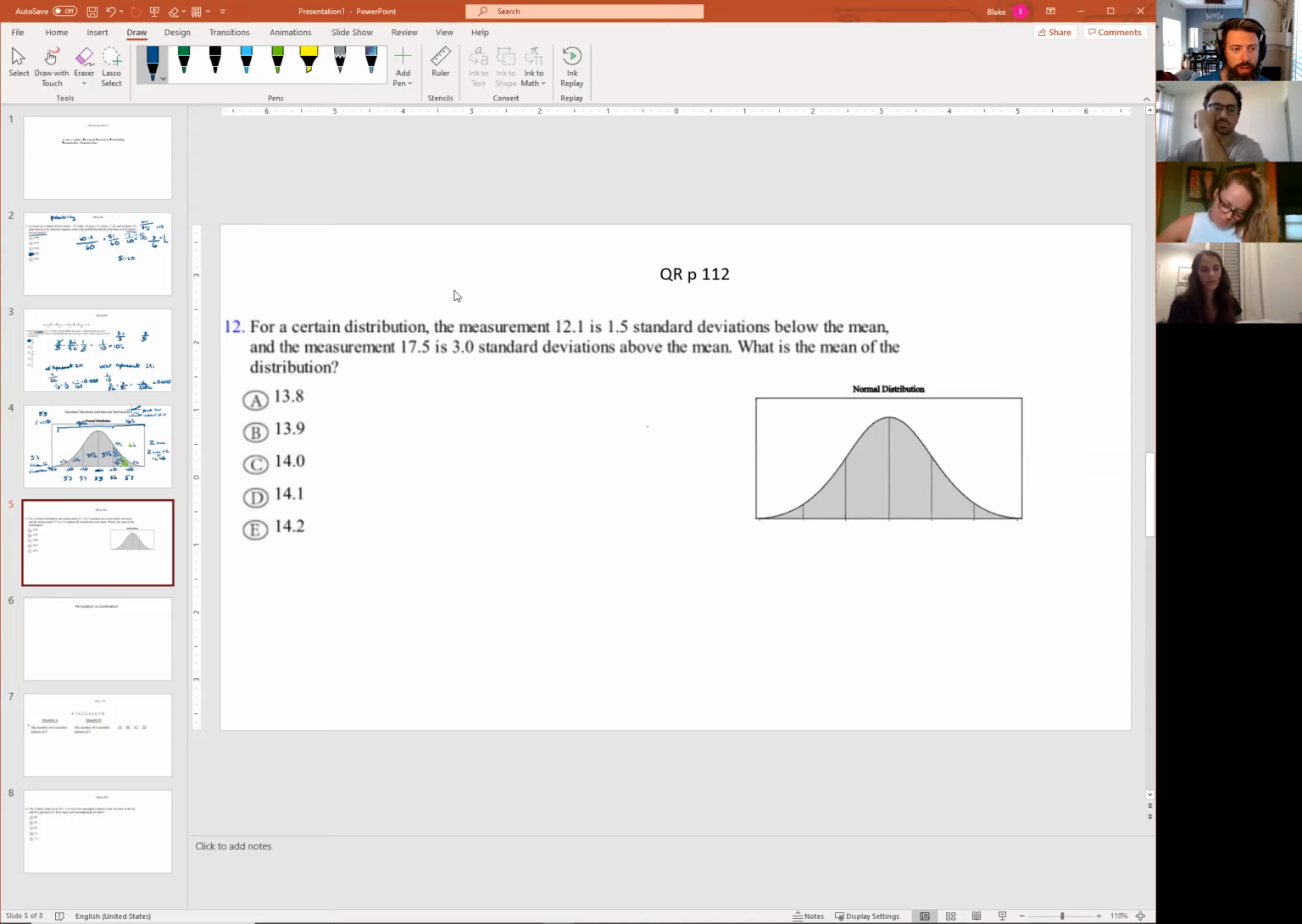So 12.1 is 1.5 standard deviations. Let's say this is the mean and we don't know what it is yet, but 1.5 standard deviations is right here. So we'll say that's 12.1. And then 17.5, well, this is 1, 2, 3 standard deviations. So this is 17.5.